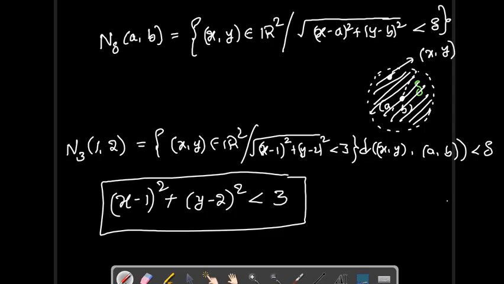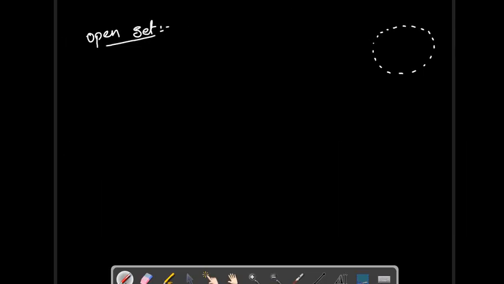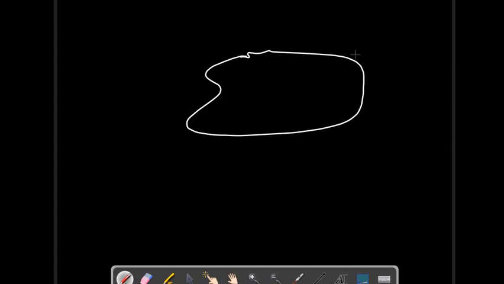So let's define what are open sets and closed sets now. Before that, let me define what are interior points, exterior points and boundary points. Assume that you have a set S. We say that a point is an interior point if you can find a neighborhood around it which totally lies inside the set. So if you can draw a circle around it which totally lies inside the set, we say that point is an interior point. And similarly, you can define an exterior point.